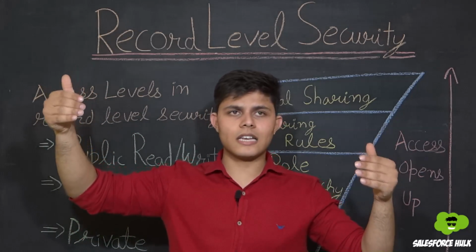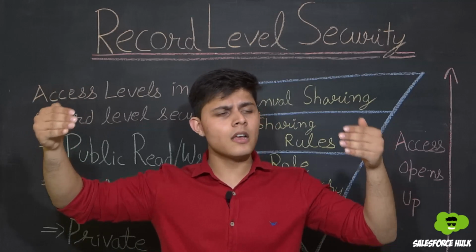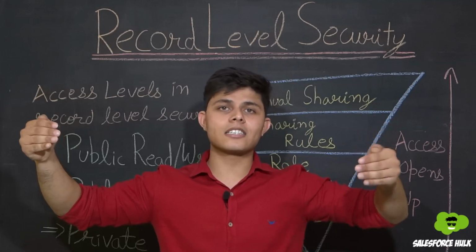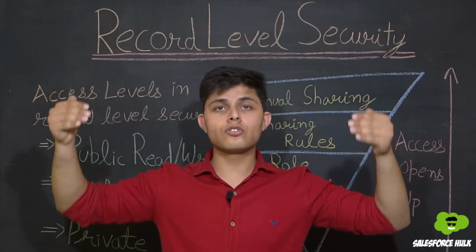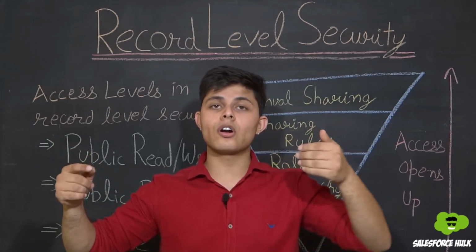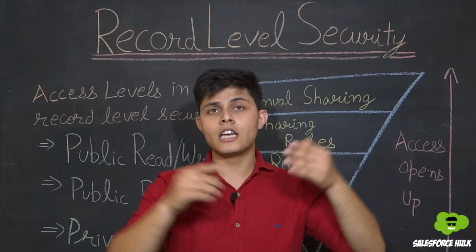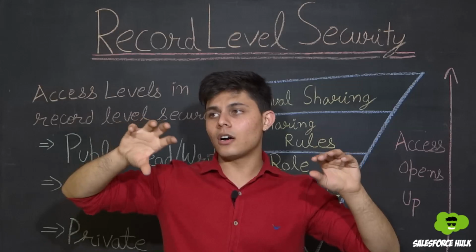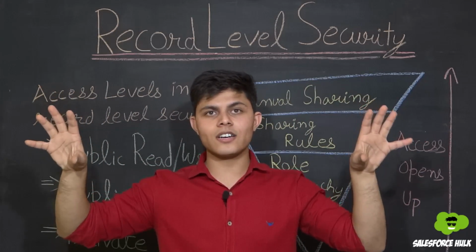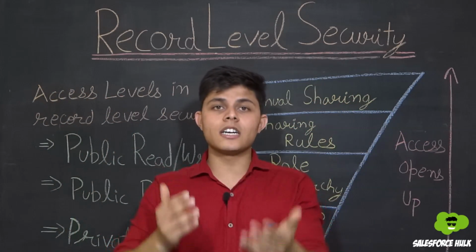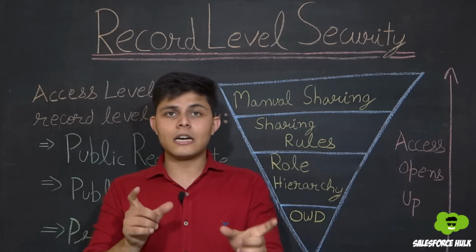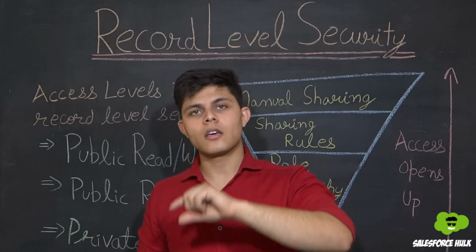If you have edit access on your object level, but you don't have edit access on your record level, you only have read access on your record level, then also you will only be able to view that record because you do not have edit access on record level security. So whichever the most restrictive setting is from object level security and record level security will win, and that will determine what access you will have on that particular object's particular record.